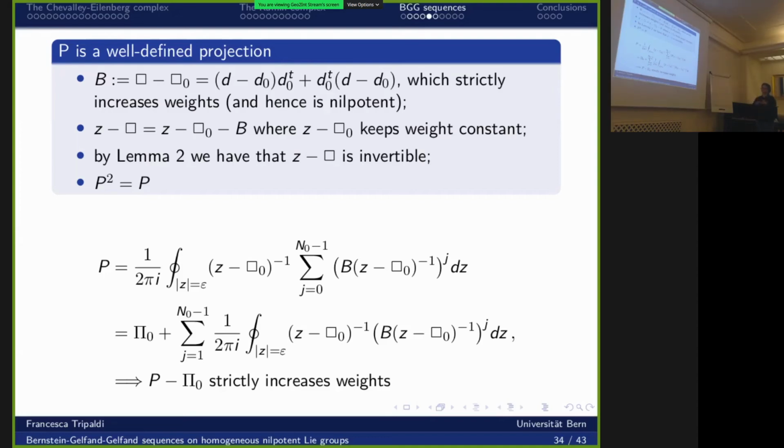So before I had a pi 0 to project, and now I have this P to project. And this is going to be useful later. So if I can find the pi 0 inside P, okay? Somehow. Just in the same way I found a box 0 inside box, I can find a pi 0 inside P. So if I consider P minus pi 0, then it strictly increases the weights, which is going to be useful later.